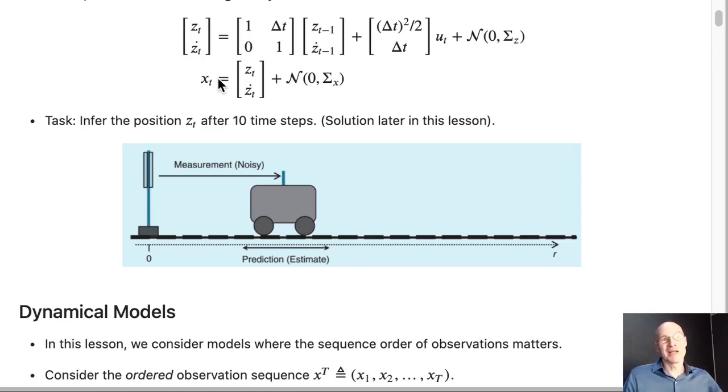And our task is to infer the position z of t after 10 time steps. So you apply some random forces, or maybe some pre-specified sequence of forces, and you observe x of t, and I want to know, after 10 time steps, what is the best estimate of z of t, the position. And we're going to work this out in this class.